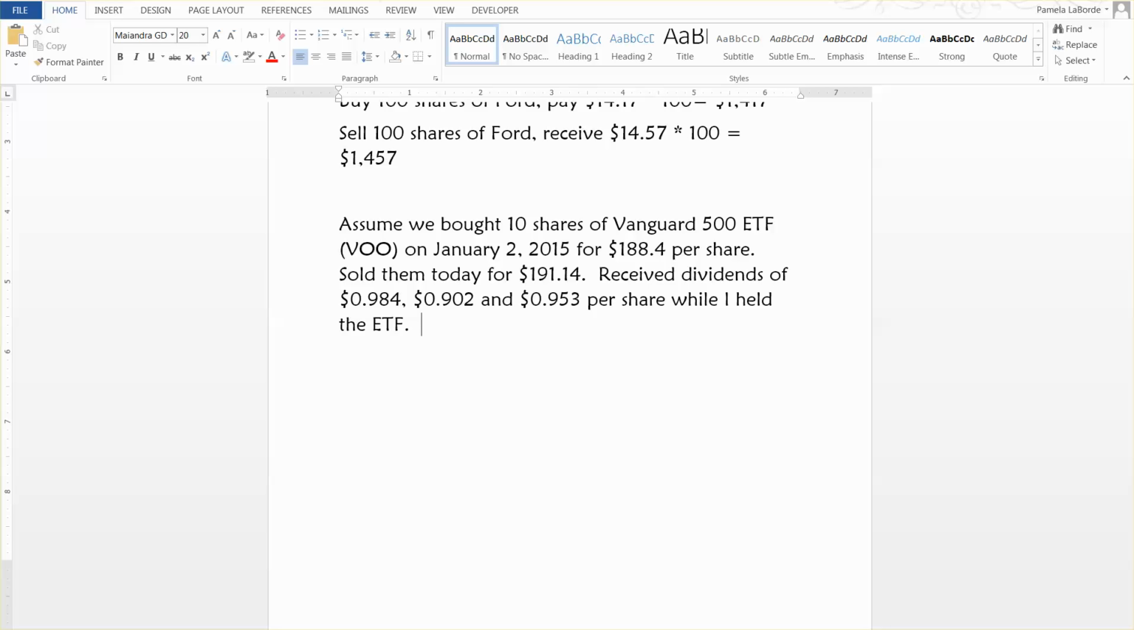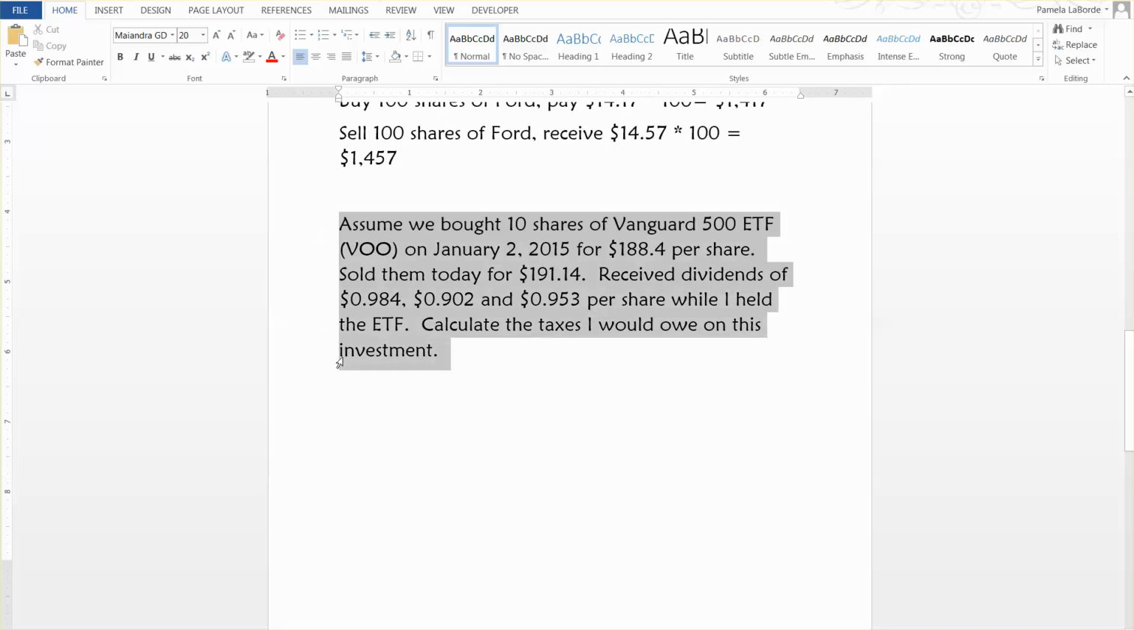So what I want us to do is calculate the taxes that I would owe on this transaction or this investment. Before I actually work this, I want to talk a little about this ETF and just explain some things about it.